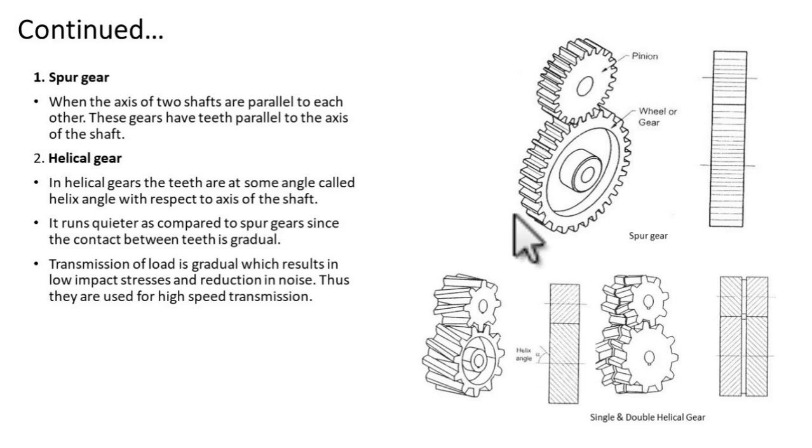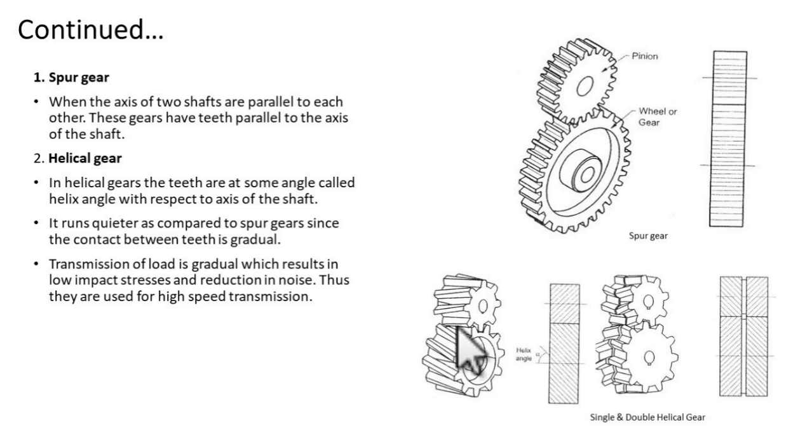Now what is the difference between this spur gear and this helical gear? In both cases, the shaft axes are parallel. Here, in the case of the helical gear, the engagement of the teeth comes very gradually.